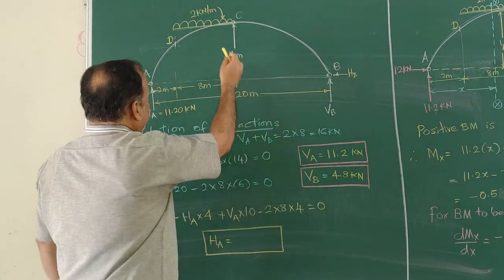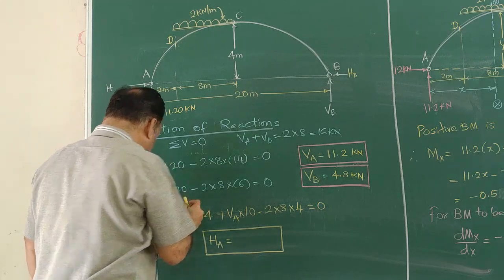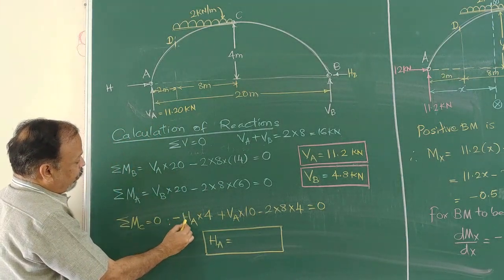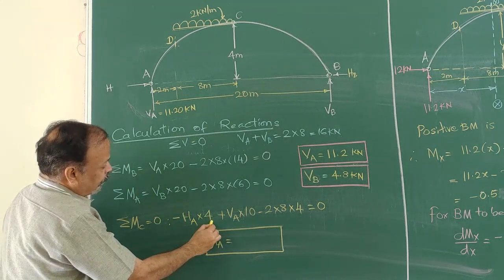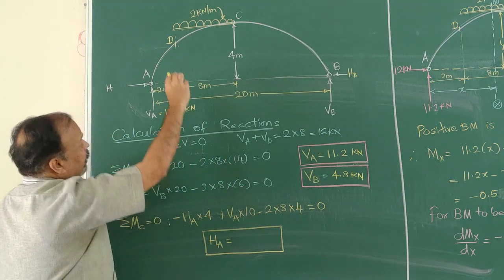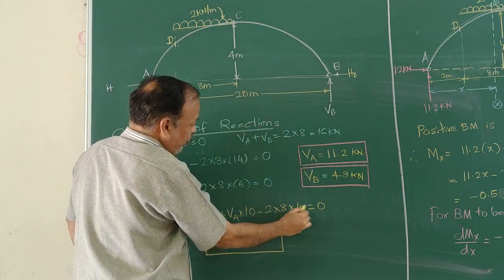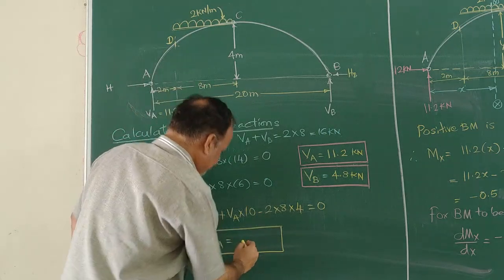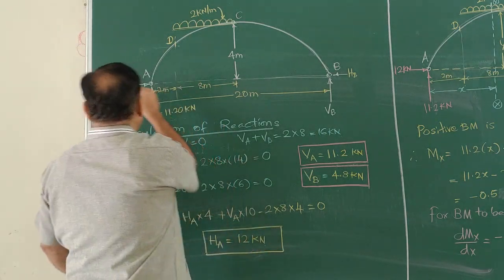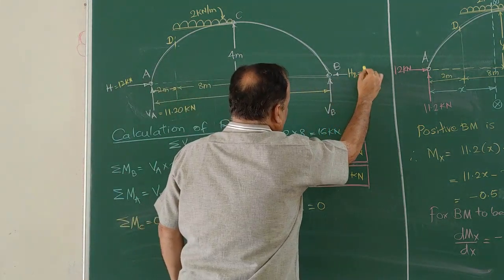Then for calculating the horizontal reaction at A and B, we will take moment about C. So taking moment about C, we have HA into 4, that is anti-clockwise, hence minus, plus VA into 10 clockwise, plus 2 into 8 into 4 equated to 0. From this, HA we get 12 kilonewton.